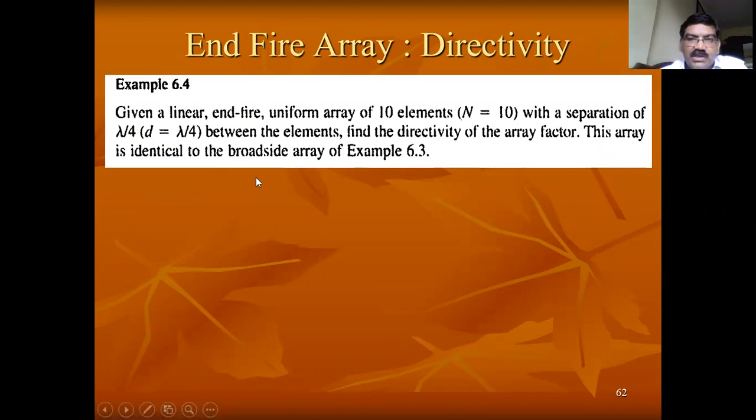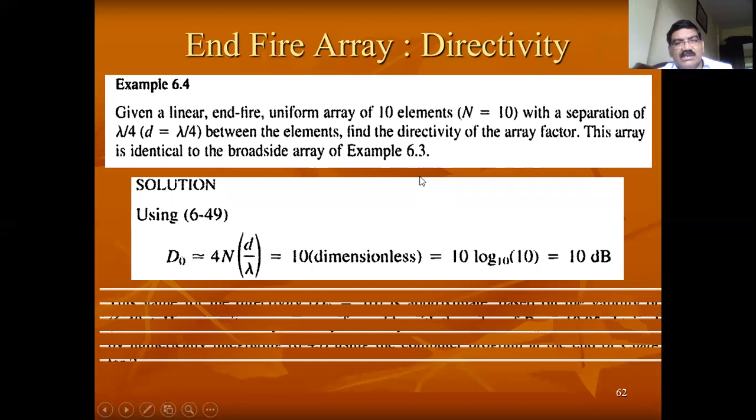Again, in a similar way, given a linear uniform array of 10 elements with a spacing of lambda by 4 between the elements, find the directivity of the array factor. This array factor is identical to the broadside array example. So this example is the same as the previous example.